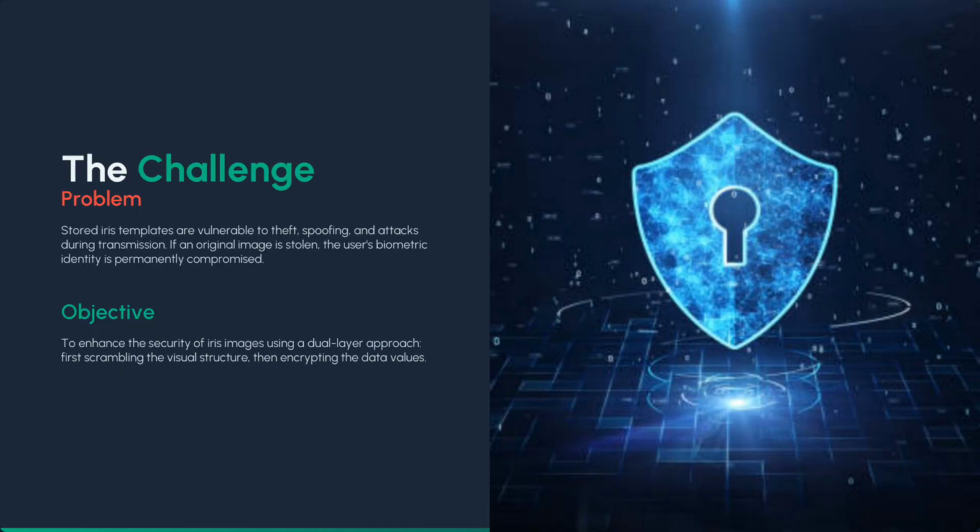This brings us to the core problem. Stored iris templates, the digital files representing your eye, are vulnerable. They can be stolen from databases, intercepted during transmission, or even spoofed by attackers. Our objective with this research was clear. We wanted to design a security framework that makes an iris image completely unusable to an attacker, even if they manage to steal it. To achieve this, we proposed a dual-layer system. First, we scrambled the visual structure of the image, and second, we mathematically encrypt the data values using chaos theory. This ensures that the stolen data looks like nothing more than random digital noise.